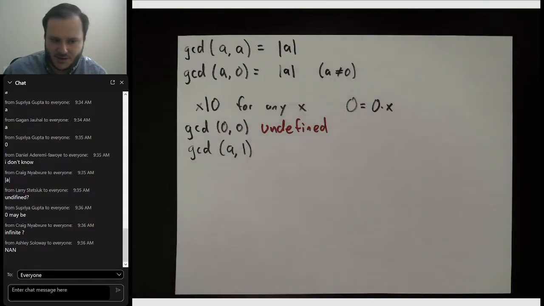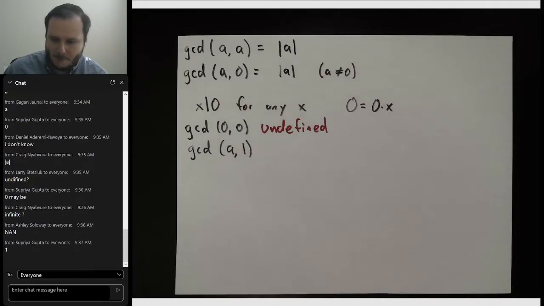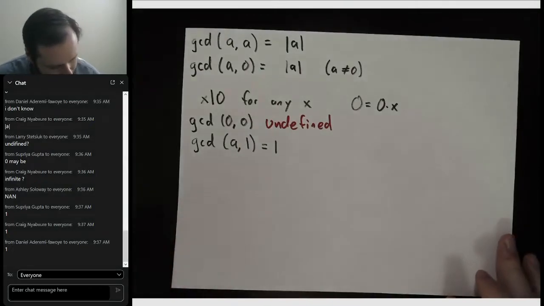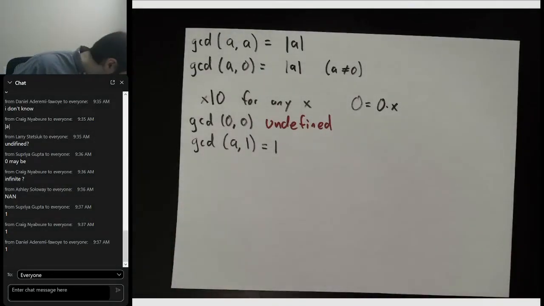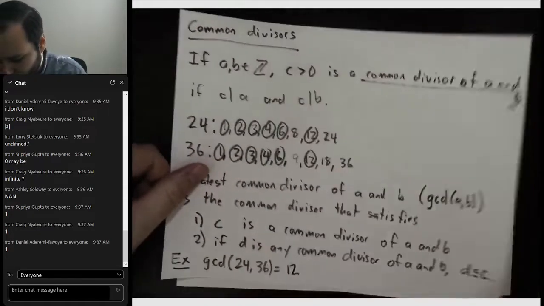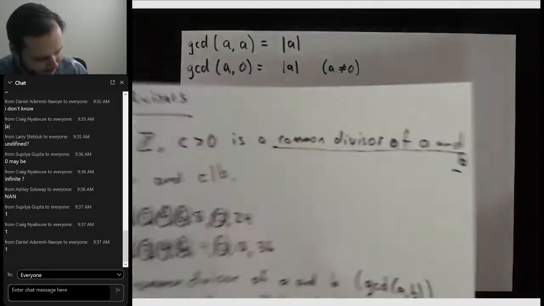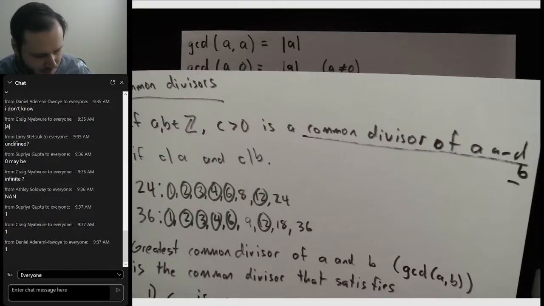It's the biggest number that divides both A and 1. Just 1. Good. Okay. So here's the thing about GCDs, though. We don't want to have to write out the factors every time. That's going to be a huge pain.